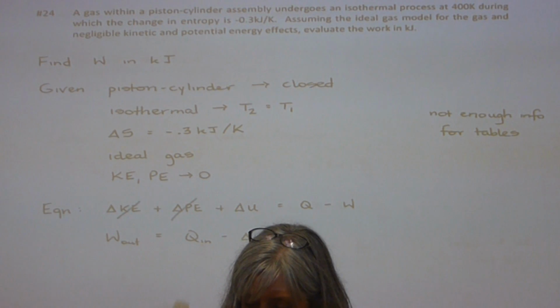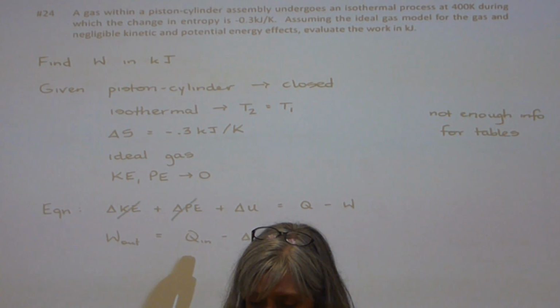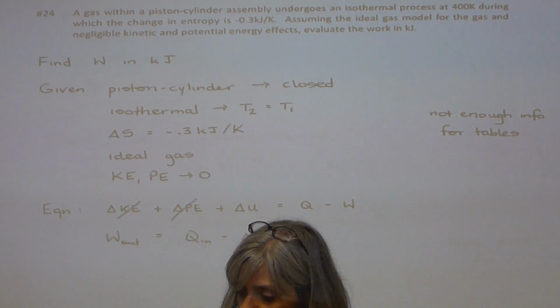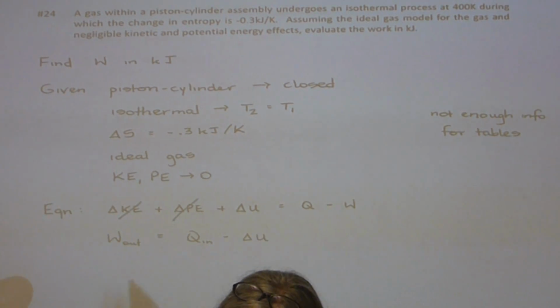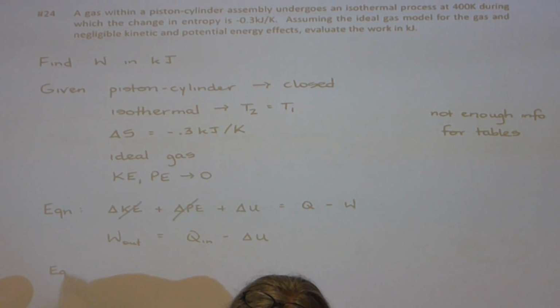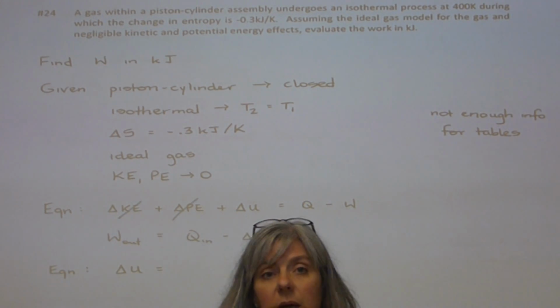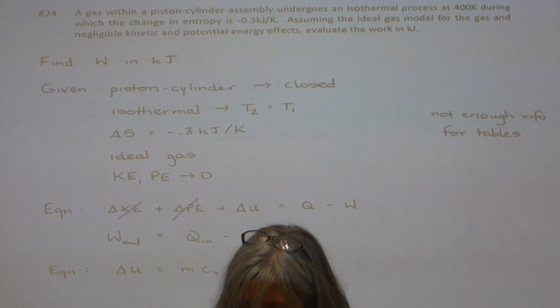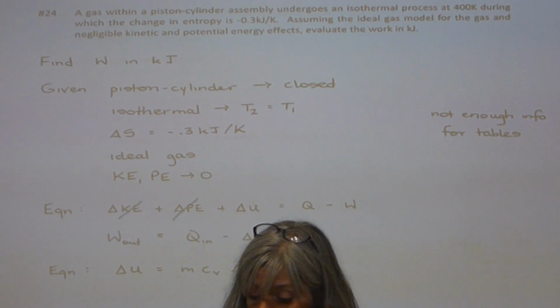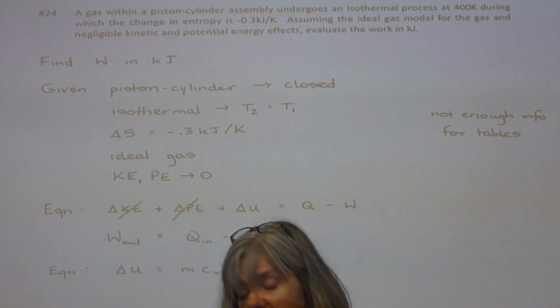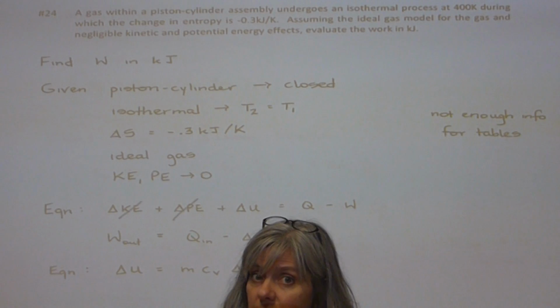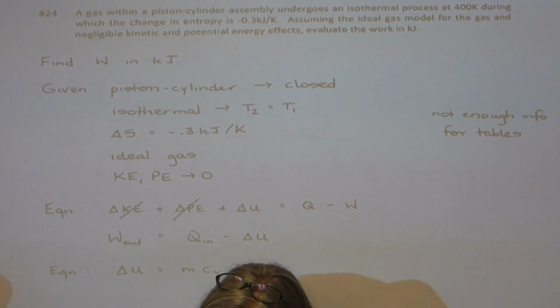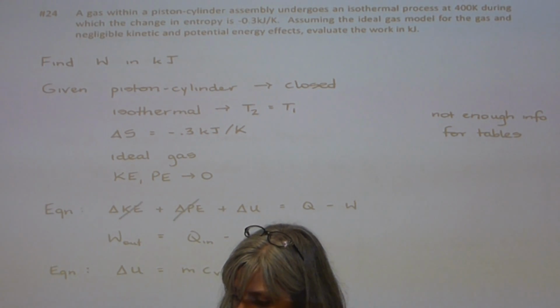So now we need to think about, is there anything we know about heat and anything that we know about change in internal energy? So let's start with change in internal energy. That's one that we remember from before. So we know that the change in internal energy for an ideal gas is going to be m C sub V delta T. I don't have mass, and I don't have specific heat, but I do know that the change in temperature is 0 because it's isothermal. So that makes that easy.